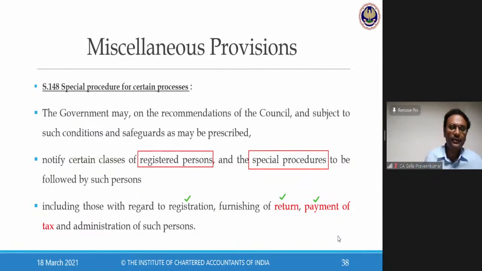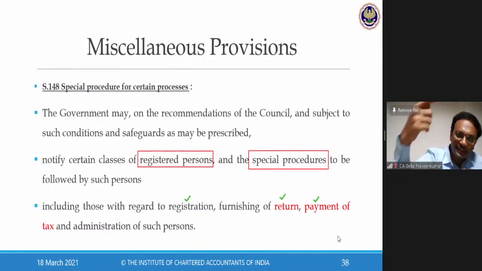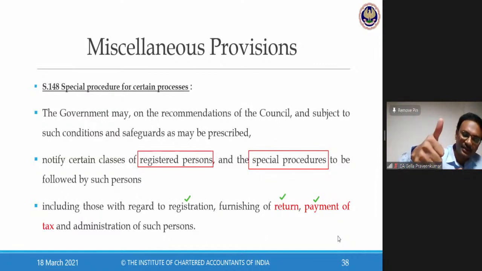Now, this particular section 148 says that the government has an authority, or rather I would say liberty, to identify special registered persons to enable the process of registration, like NRTP, like casual taxable person. They say NRTP should apply 5 days prior to commencement of business. So when I talk about registration, they may notify a special procedure for the purpose of registration, for the purpose of filing of returns, for the purpose of payment of taxes. So for any of these three, there could be a special procedure under section 148.